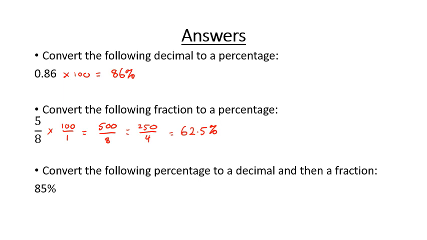And our last one, it says convert the following percentage to a decimal and then to a fraction. Well, to get it to a decimal, we divide by 100. That's going to be 0.85. We know 0.85 is 85 hundredths, so this becomes 85 over 100 as a fraction. We can cancel that down and we'll end up with 17 over 20.